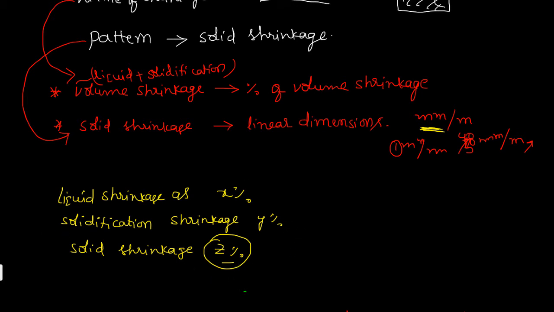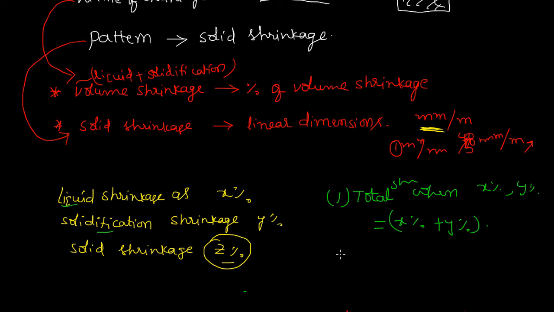First question that comes from this is, what is the total shrinkage when X%, Y% are given? X means liquid shrinkage, Y means solidification shrinkage. So what is the total shrinkage? The total shrinkage is equal to X% plus Y%, right?